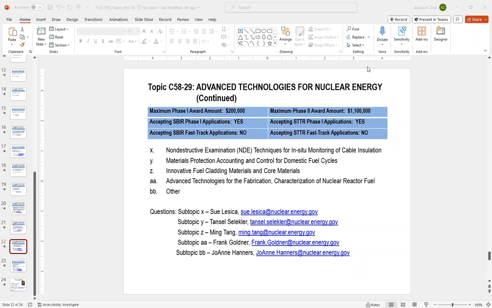What we are not looking for is to address border security, nuclear forensics, nuclear medicine, personnel dose monitoring, and nuclear weapons related R&D, and also remote monitoring we are not interested in.